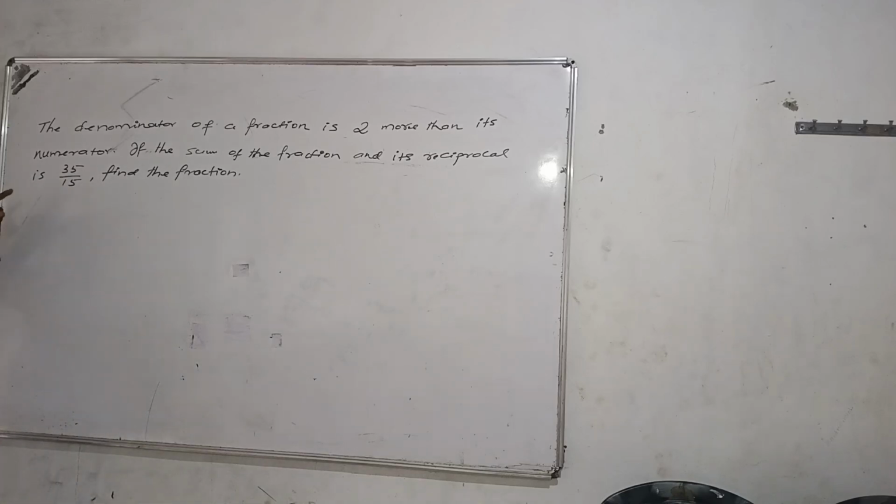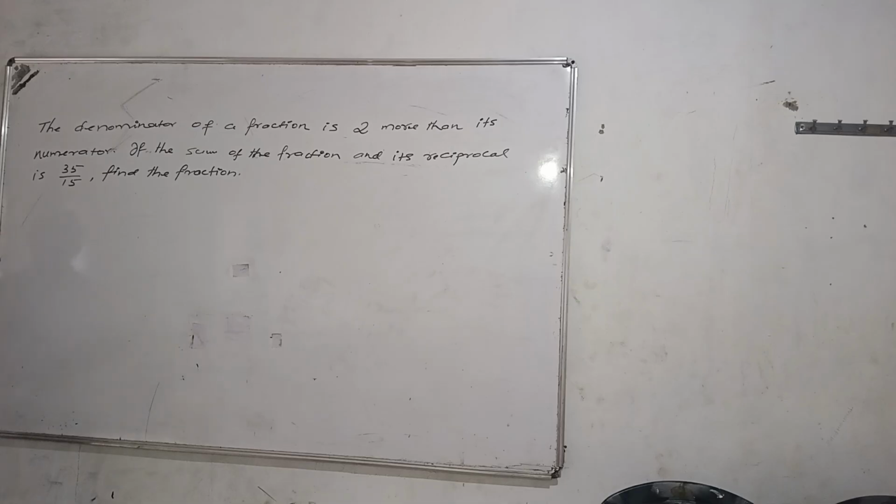Look, the same type of another question. The denominator of a fraction is 2 more than its numerator. If the sum of the fraction and its reciprocal is 35 by 15, find the fraction. So the denominator of a fraction is 2 more than its numerator.